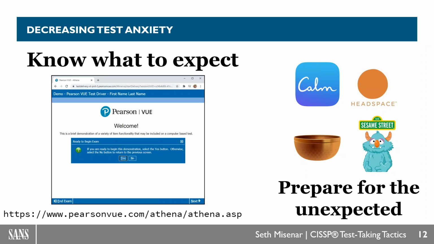To the extent possible, trying to control your environment can have a significant impact on your anxiety. Try to reduce the unexpected, try to understand what to expect. But of course, in the exam, you're not going to be able to expect the particular questions. You're not going to know the subject matter of the particular question. So we also have to prepare for the unexpected to the extent possible.